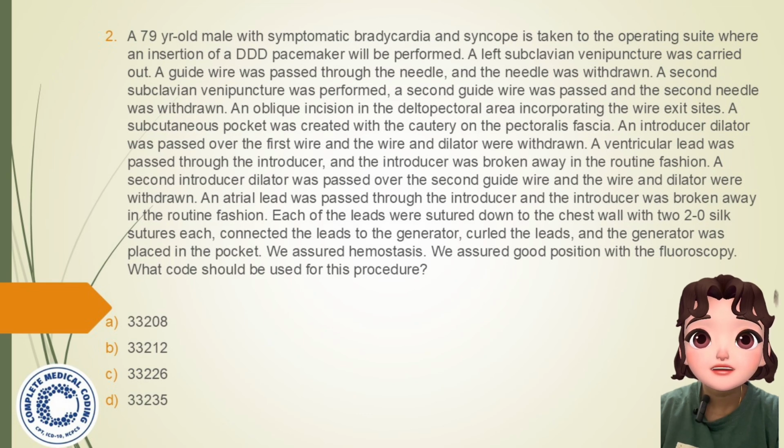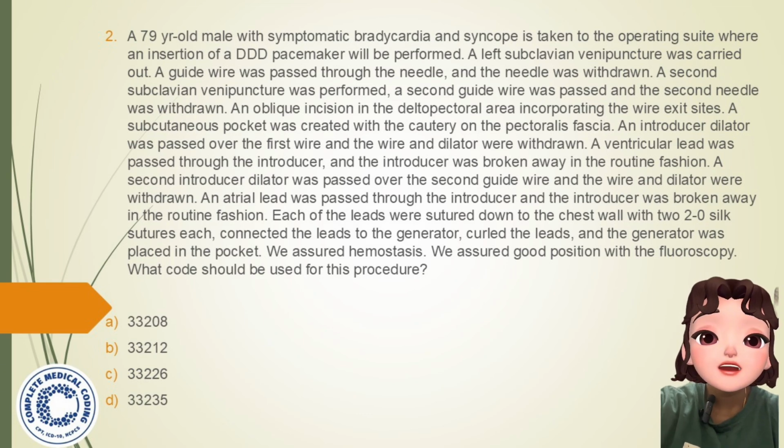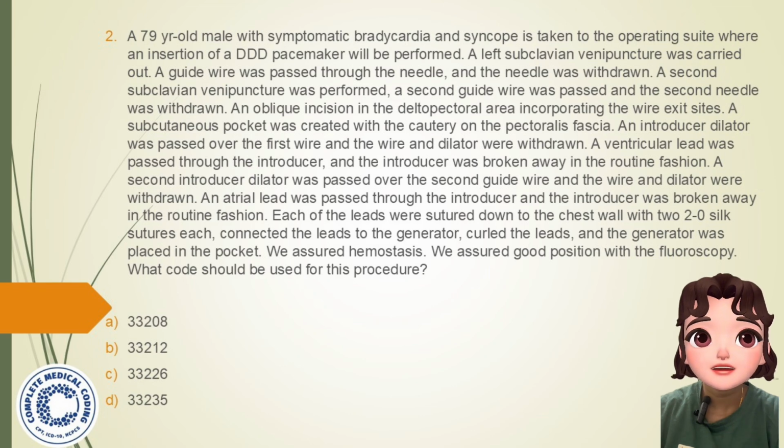Still, let's look into the other CPT codes as well. What is in option B? 33212. What is the description of 33212? Insertion of pacemaker pulse generator. This is not only a pulse generator, right?